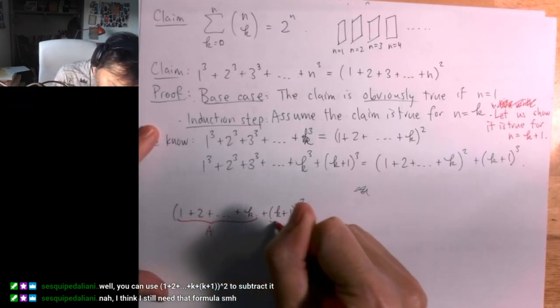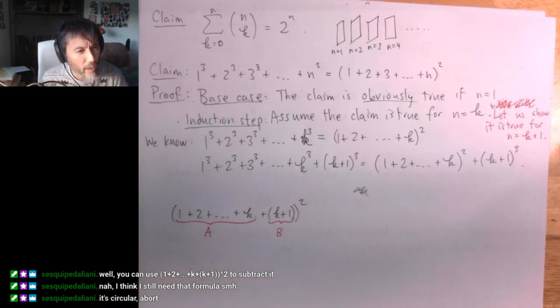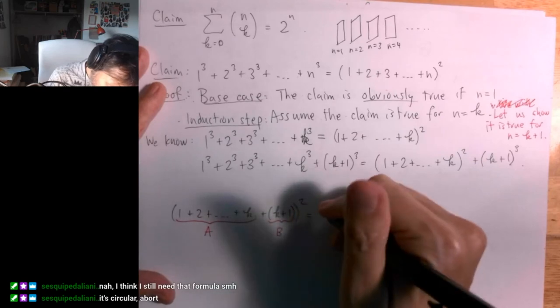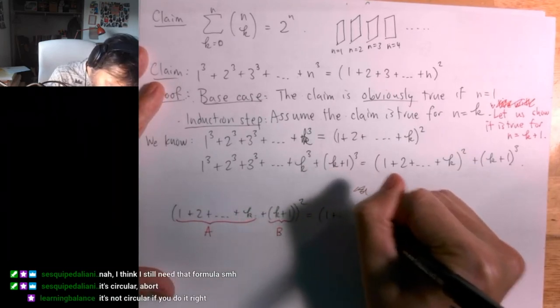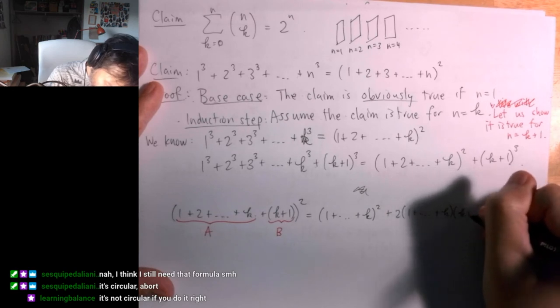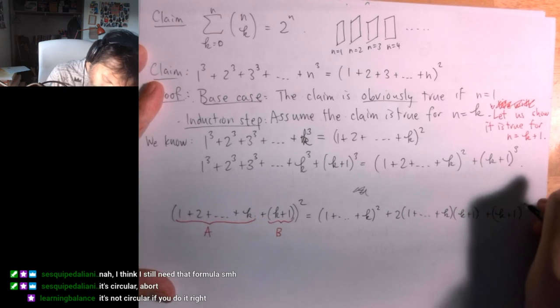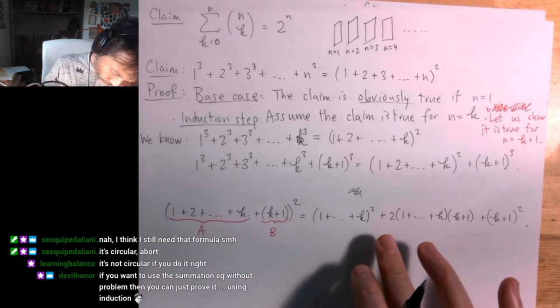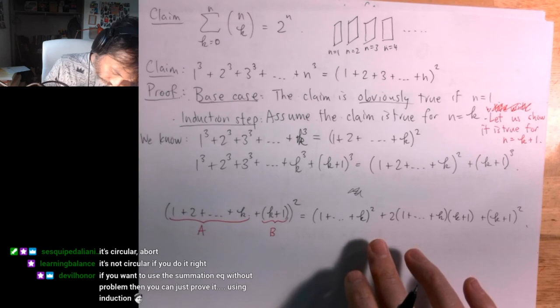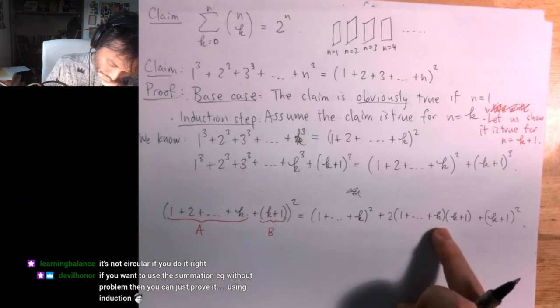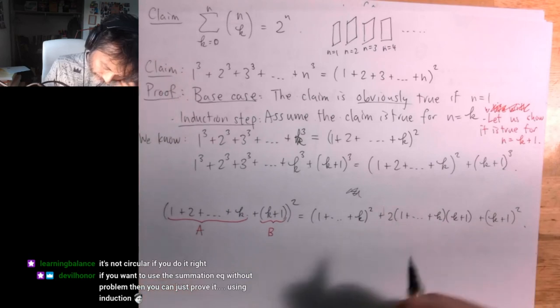So if this is A and this is B, then we know that A plus B squared is A squared plus 2AB plus B squared. This is equal to 1 plus all the way up to k, squared, plus 2 times 1 plus all the way up to k times k plus 1, plus k plus 1 squared. So then it sort of feels like what we're saying is that this piece right here is k plus 1 cubed.